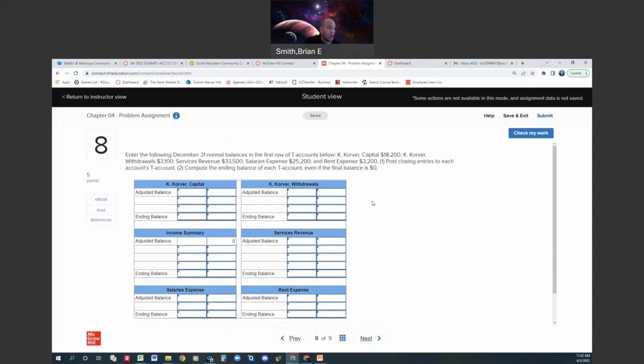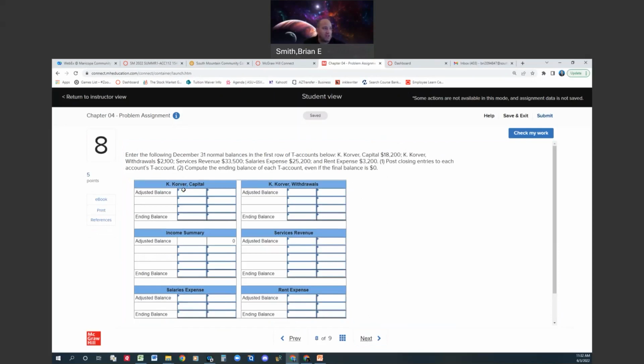Okay, so in this one, we're going to enter our normal balances in the first row of T accounts below. So this, again, is kind of helping you refresh on your normal balances, and then we're going to close these entries using the T accounts so that each final balance is 0. Let's look and see which ones of these need to be zeroed out.